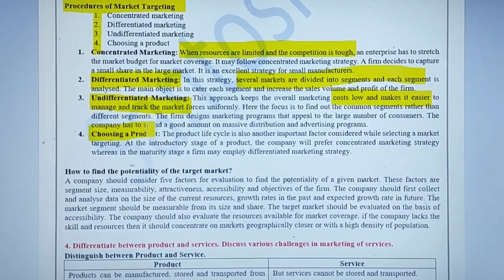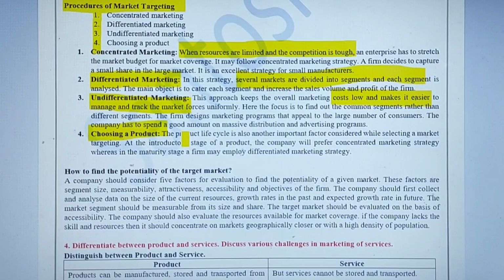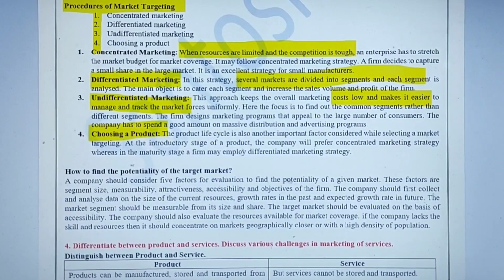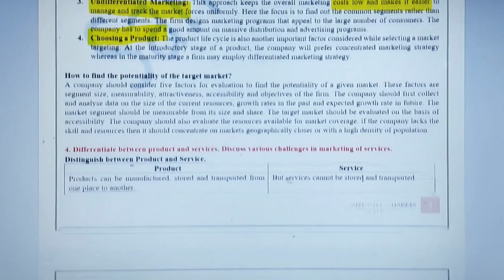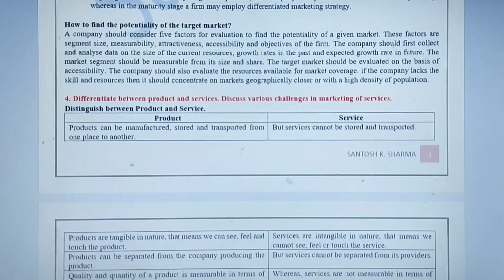And lastly, choosing a product, like which type of product is to be sold to which type of market. According to the buyers' behavior, their income levels, their literacy rates, the markets are targeted.